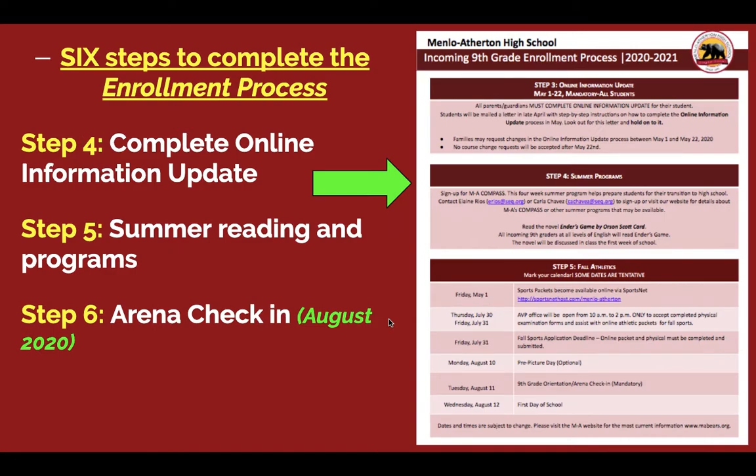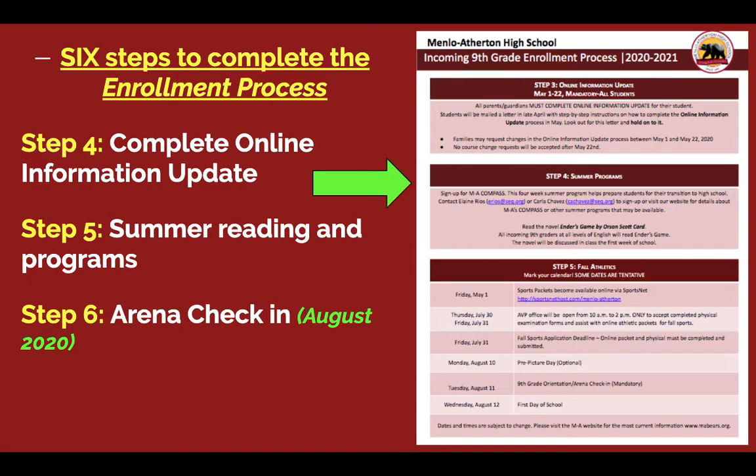After course selection, all families should complete online information update in May. Again, information on how to log in will be mailed to your home. This summer, we have a summer program for students who will be first in their family to attend college or who need other supports in starting high school. All students should read Ender's Game. That is the required reading for English at all levels over the summer.